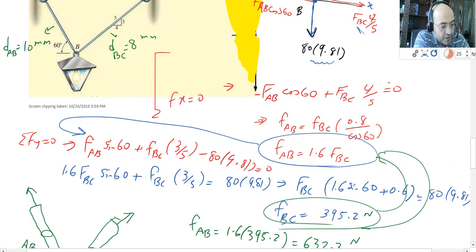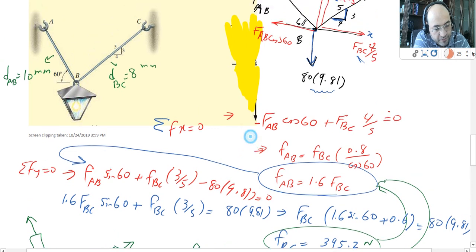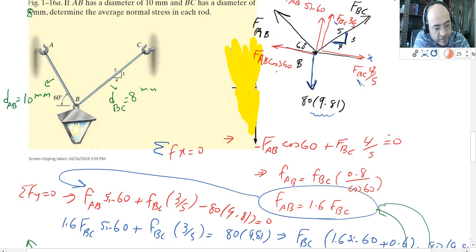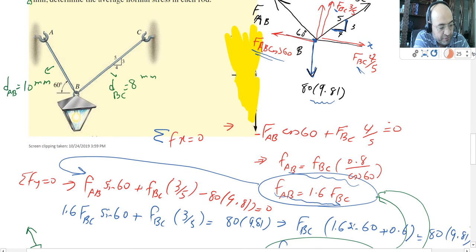So I move on. Then I do sum of Fx equal to 0. I'm going to get this force, which is in the negative direction, plus FBC 4 over 5 equal to 0. Then from here, you get this relationship. If I simplify it, I'm going to get FAB is equal to 1.6 FBC.